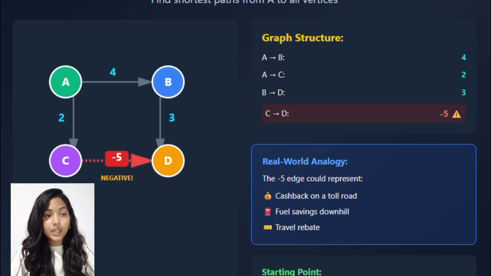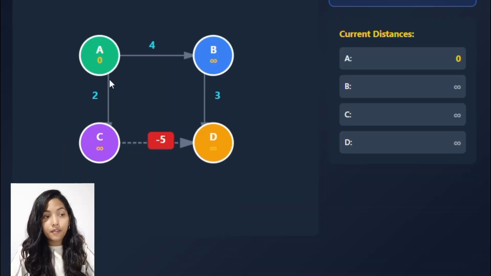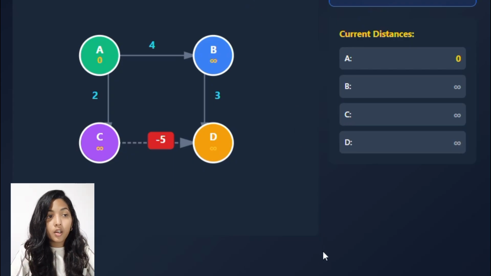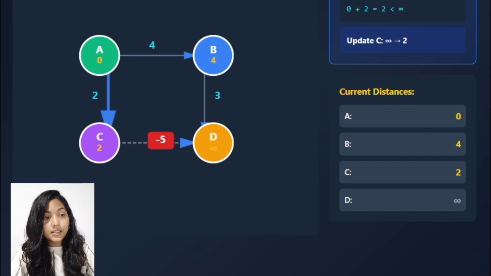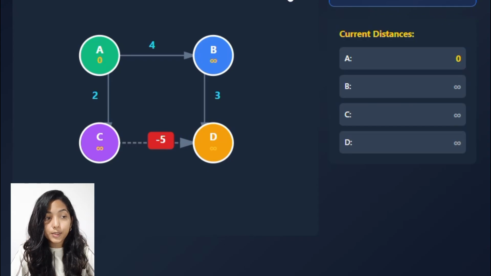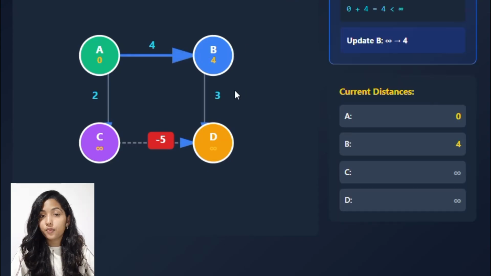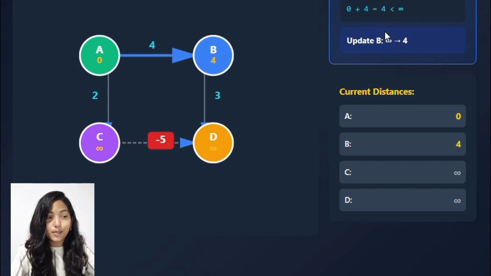We start at vertex A with distance 0. All others are infinity because we haven't found a path yet. First we check edge A to B, weight 4. The current distance to A is 0, the edge weight is 4. The new distance to B equals 0 plus 4, which is 4. Is 4 less than infinity? Yes. So we update B from infinity to 4.